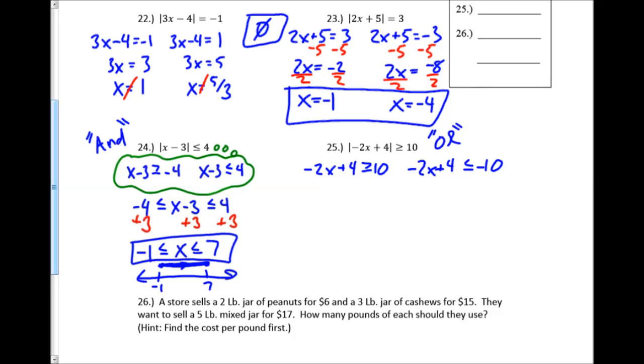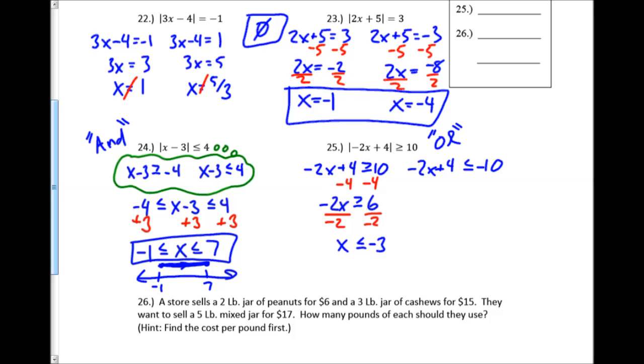Okay? So I start off the same way, and really since it's an or, I'm just going to solve each of these individually. I subtract the 4 from each side. So I've got a negative 2x is greater than or equal to a 6. I divide each side by a negative 2. And keep in mind, this is an inequality. So when I divide each side by the negative 2, I have to flip the inequality sign. So it's going to be less than or equal to a negative 3.